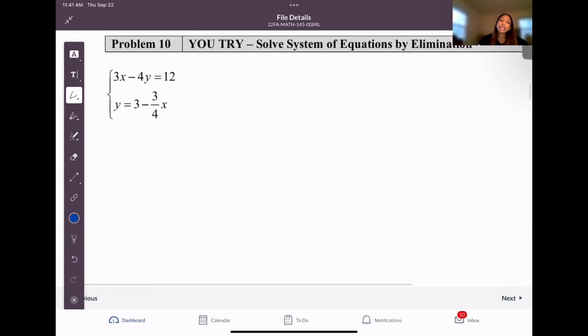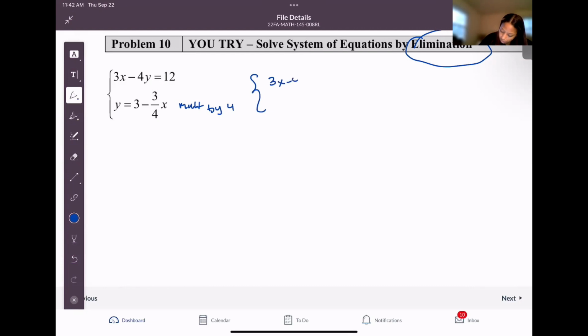All right. This problem is obviously set up nicely for us to use substitution, because if you look at the second equation, y is already solved for us, but we're specifically asked to use elimination. So I at least want to get you started on this one to show how you would use elimination. First, the equations are not in standard form, so we have to put them in standard form. We can multiply that second equation by 4 to get rid of the fractions.